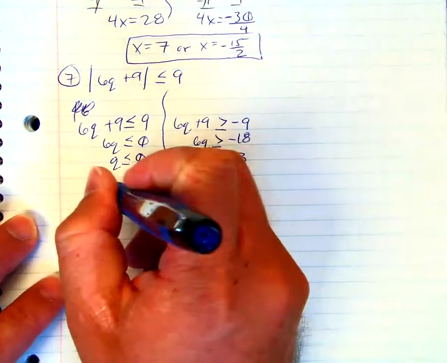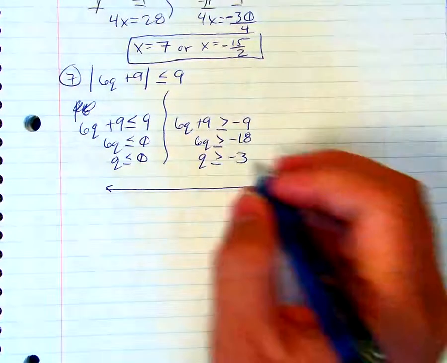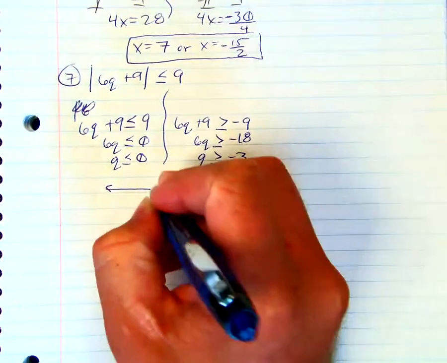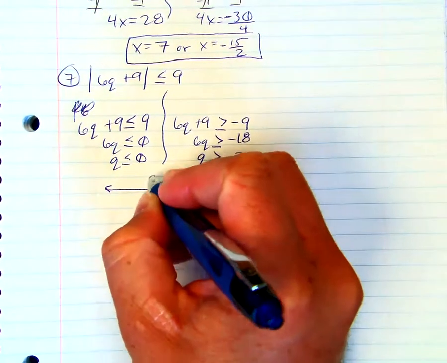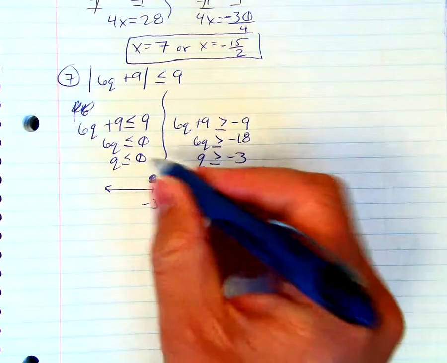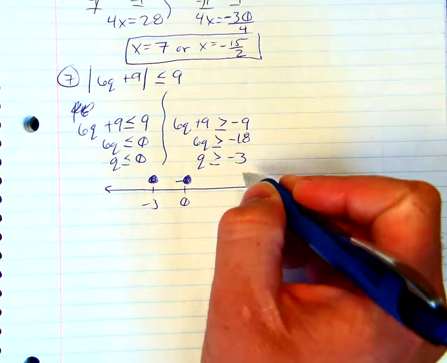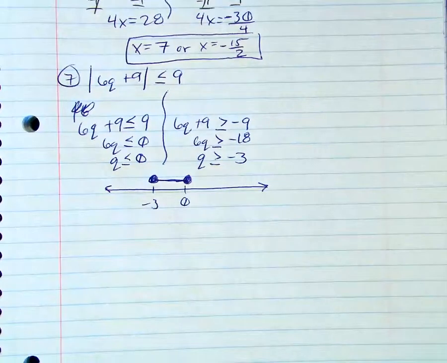So now I have to graph these because depending on the graph, I may end up changing the final answer. So there's 0. Here's negative 3. They're both solid dots because they are underlined, less than or equal to, greater than or equal to. Less than 0 would point left. Greater than negative 3 would point right. So they do end up being connected.